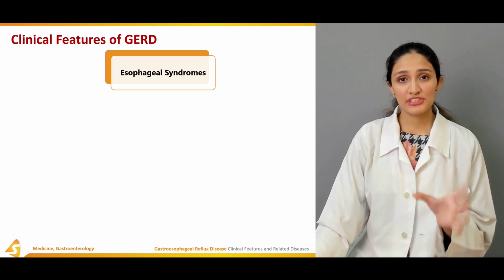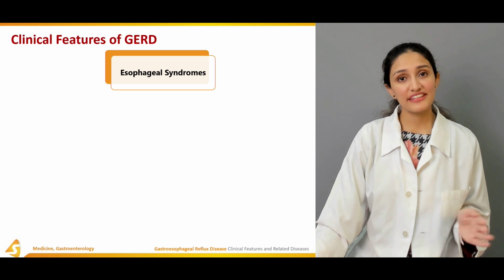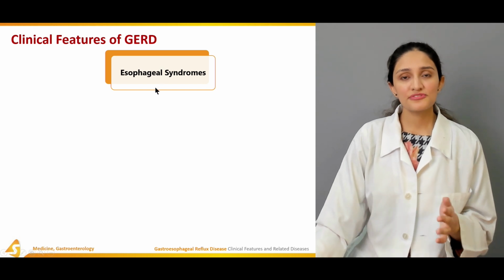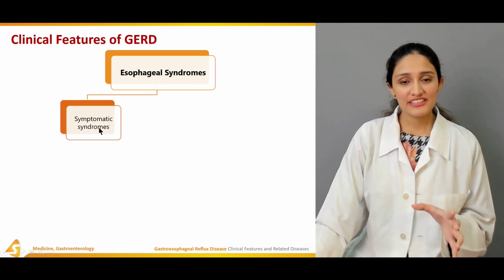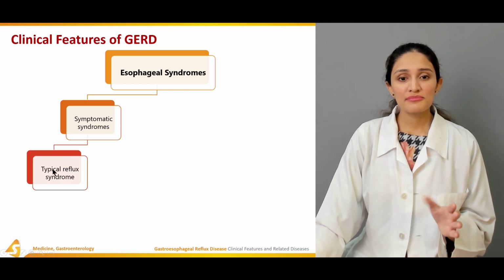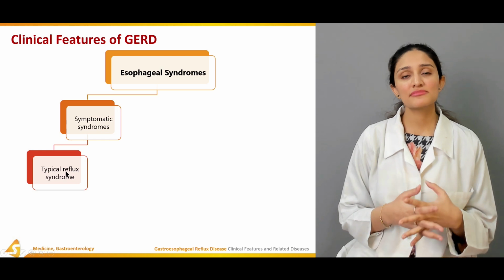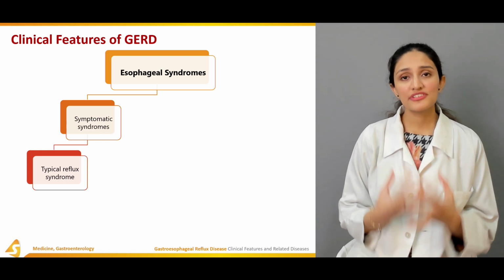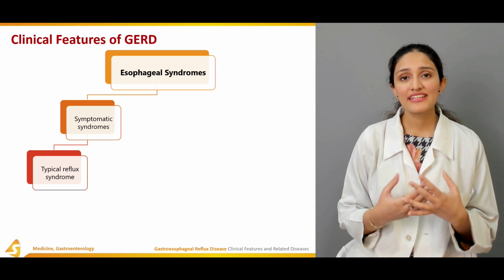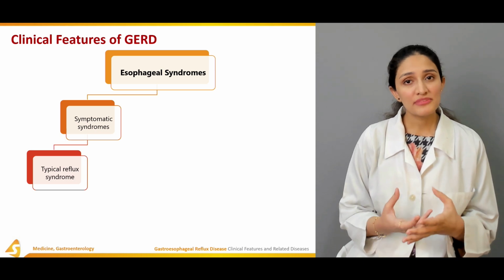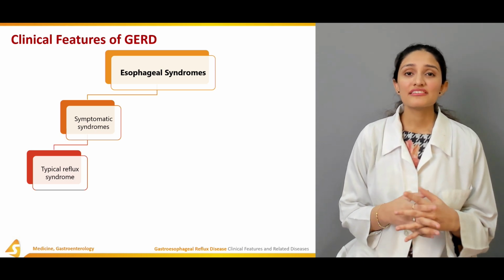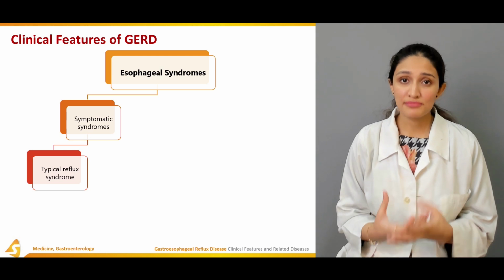So we'd be studying first the symptoms that are clearly related to the esophagus. The esophageal syndrome has a symptomatic syndrome. We'd be studying the typical reflux syndrome. In the typical reflux syndrome, you'll have symptoms such as heartburn, odynophagia, regurgitation, dyspepsia, nausea, occasionally vomiting, and symptoms such as hiccups and burping.